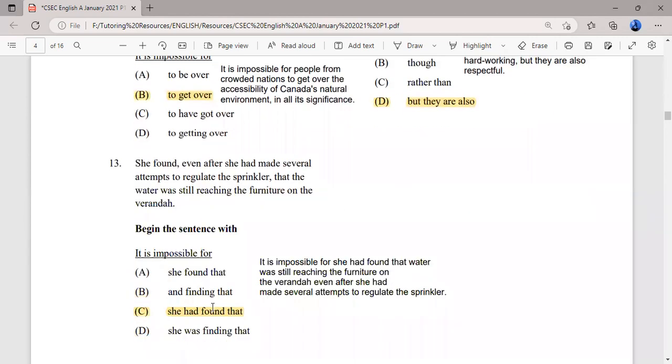Number 13, she found, even after she had made several attempts to regulate the sprinkler, that the water was still reaching the furniture on the veranda. Begin the sentence with, it is impossible for. It is impossible for she had found that water was still reaching the furniture on the veranda, even after she had made several attempts to regulate the sprinkler. I have to revise this sentence, but she had found that is the answer in this case.